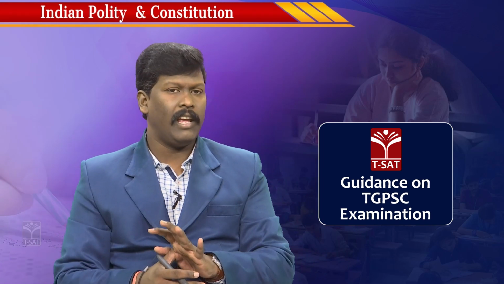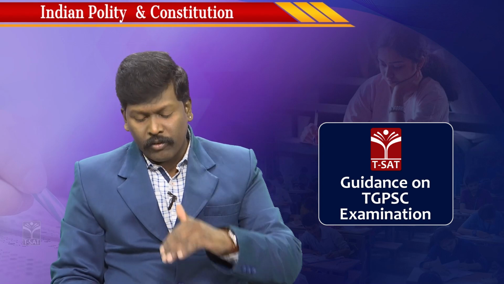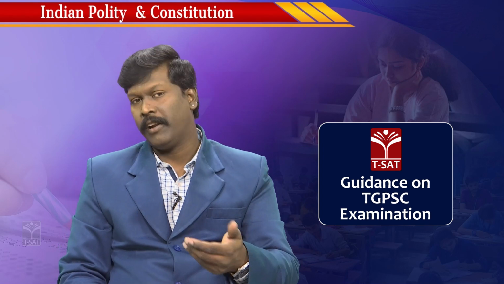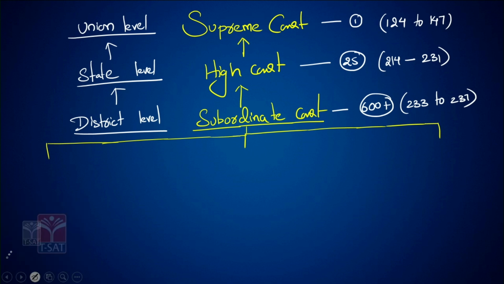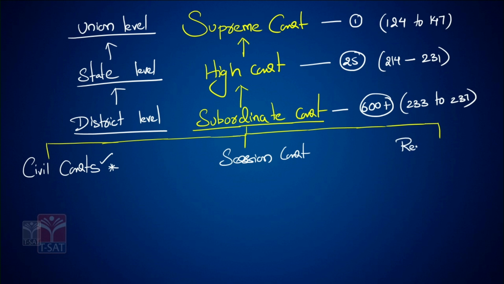Let us see the broader hierarchy. It may exclude something or include something, and the names will also be different, decided by the state government. But let us see the broader hierarchy. We have 3 levels of courts below the district level. We have civil courts, which deal with civil cases. We have sessions courts, which deal with criminal cases. And we have revenue boards, which deal with tax related matters.